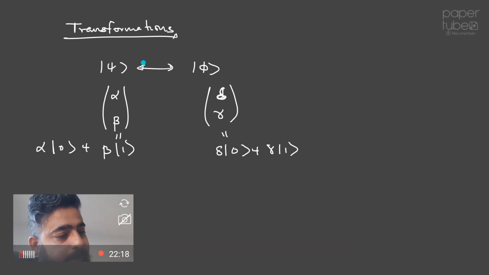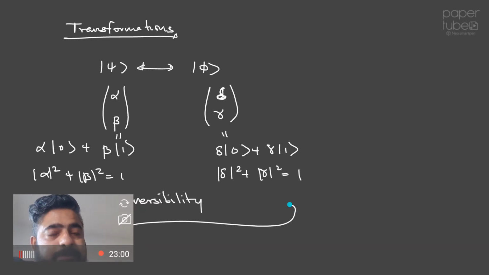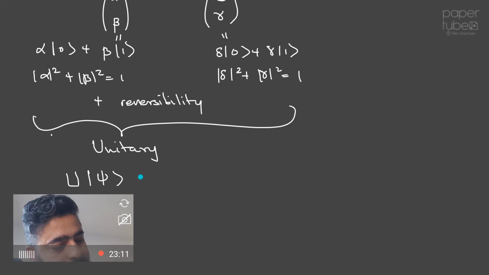If that's the case, then we need this transformation to be reversible. We also want to make sure that we have the rule that alpha squared plus beta squared is equal to 1. We also want to make sure that the output state has the same rule. So if we want to preserve normalization plus reversibility, then these two give us transformations that are unitary. So U acting on psi, which is our first state, gives us phi, which is our final state.